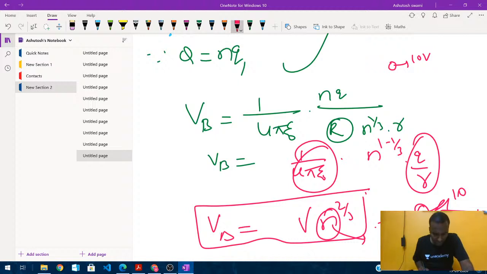Students, please, yeah, Sharmila, absolutely correct. It's n power 1 by 3 into r. Radius is n power 1 by 3 into r. Potential is n power 2 by 3 into V. Please correct it. Okay? No problem at all. Small mistake, not an issue.